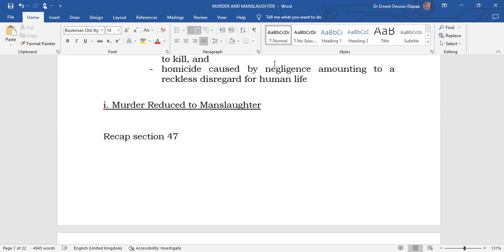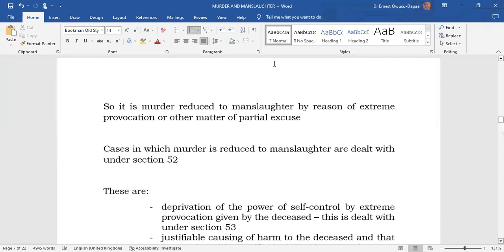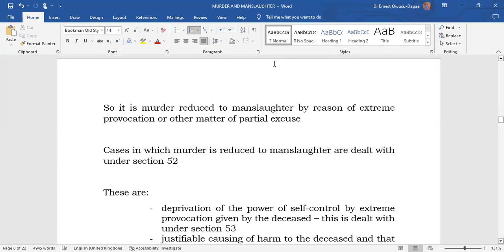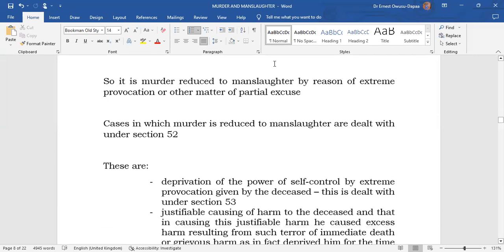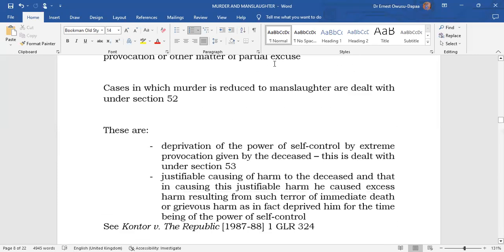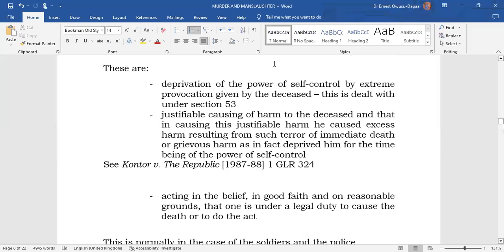So any of these instances would result in murder being reduced to manslaughter. So what I will suggest is that you have to be familiar with the various instances which have been canvassed under Section 52.